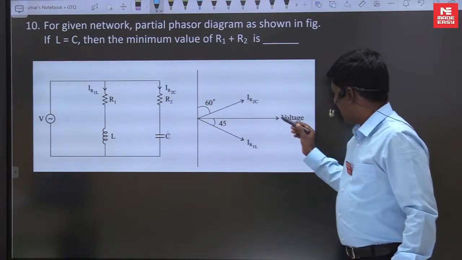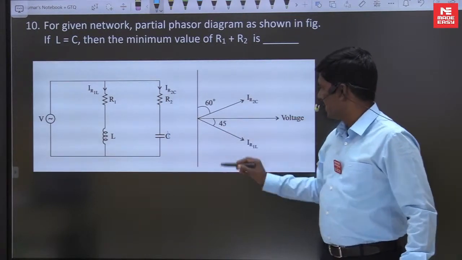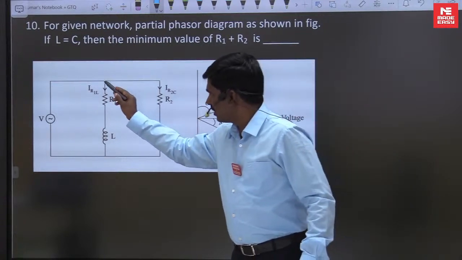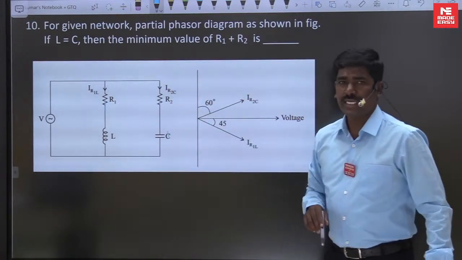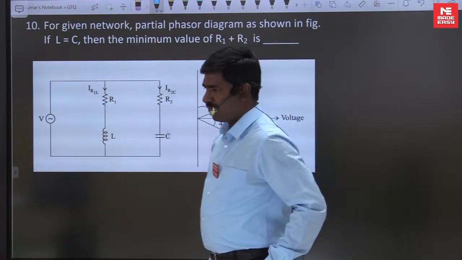This is the voltage as a reference one, IR2C is the leading and IR1L is the lagging. IR1L is the current through this branch and the current through the second branch is IR2C. Give an answer within 2 minutes of time. Fast.